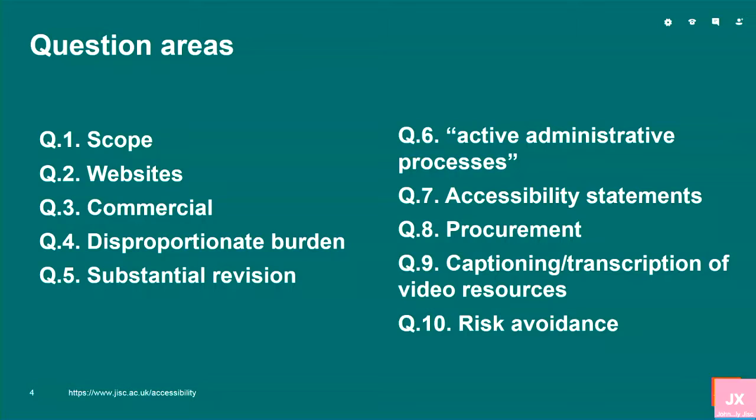And question 4 is about disproportionate burden. This exception is an important one, and we've heard also about the process for claiming the exception. We want our guidance to have examples of where it would be reasonable to apply the exception and examples of where it would not be reasonable.